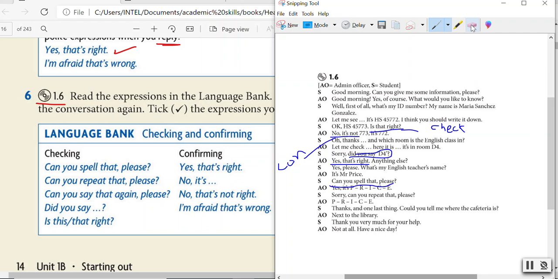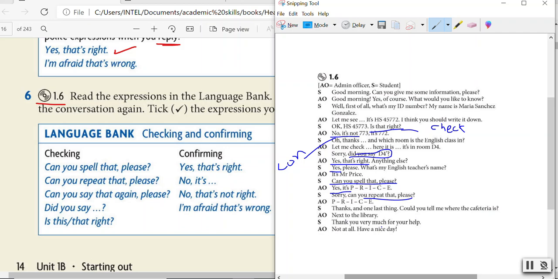Yes, please. Okay, where is it? Okay, can you spell that, please? Belongs to checking. Yes, it is. Belongs to confirming. Can you repeat that, please? Also belongs to checking. Okay, could you tell me where the cafeteria is? Can you tell me? Could you tell me? We will discuss this later. Thank you very much for your help. Not at all. Have a nice day.